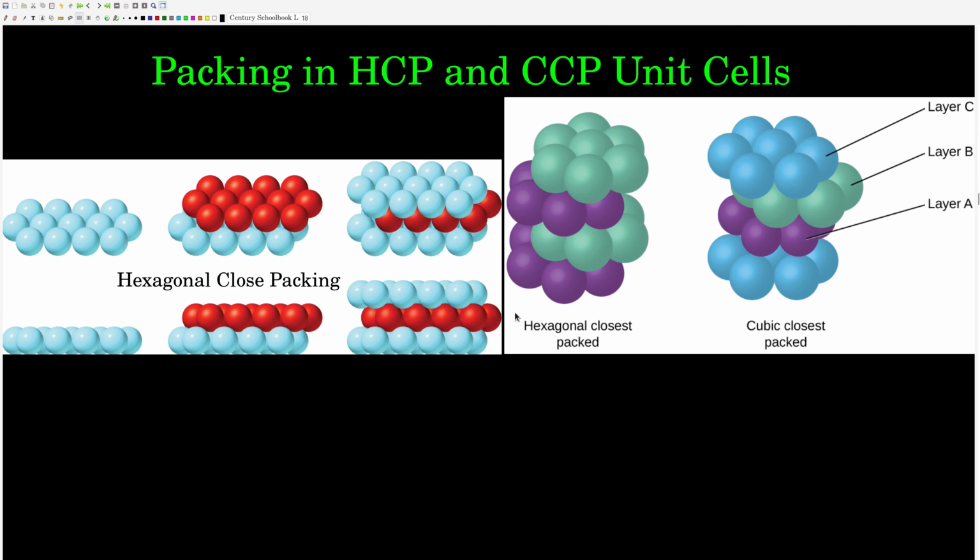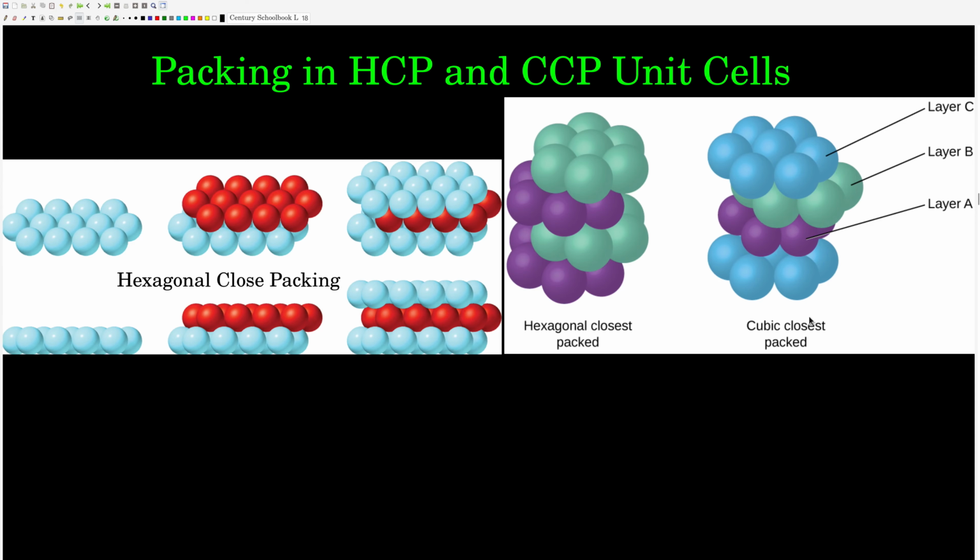In hexagonal close packing, if you think about laying down 1 layer of atoms and then taking a second layer and putting them in the holes of the first layer. And then the third layer goes in the holes of the second layer directly above an atom in the bottom layer. So you get these repeating layers, A, B, A, B.